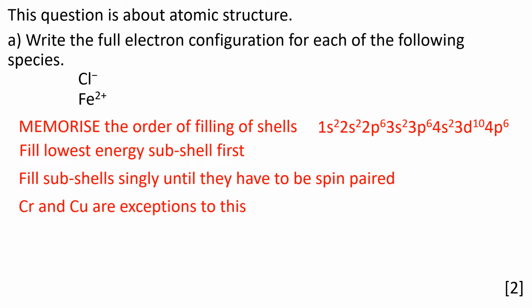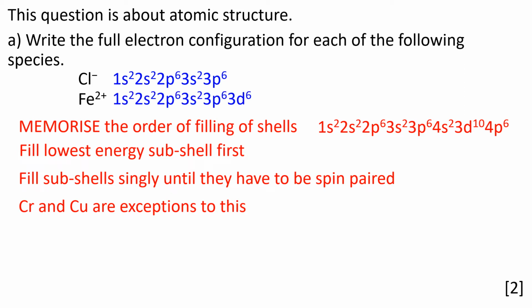Copper and chromium are exceptions to this, but we haven't got copper and chromium here. So 1s2, 2s2, 2p6, 3s2, 3p6 for the chloride ion, so that makes a total of 18 electrons. With the Fe2+, 1s2, 2s2, 2p6, 3s2, 3p6, 3d6. Now, what's happened to the 4s?